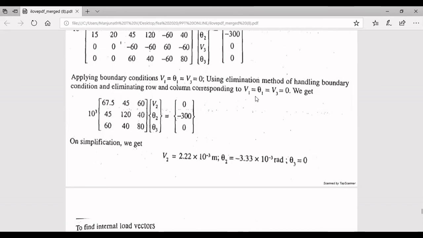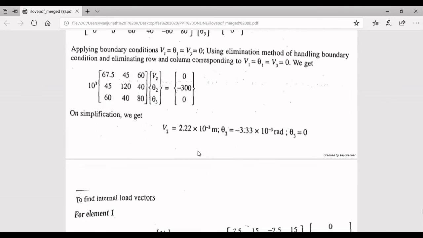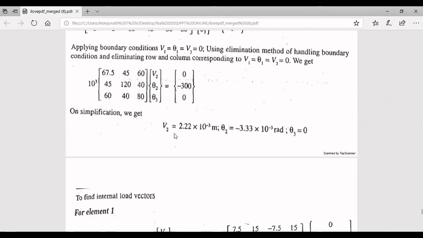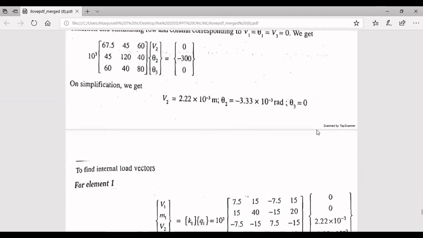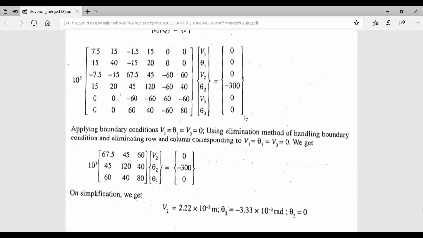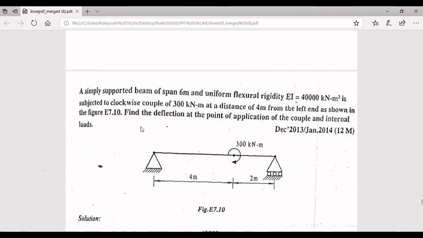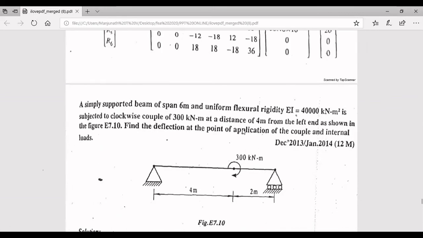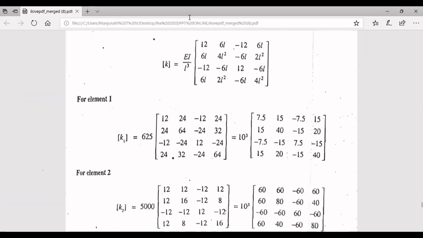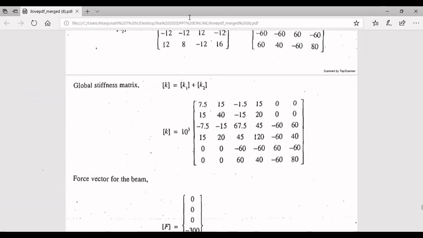Now after this, we get the v2 and theta 2 values. v2 is 2.22 into 10 to the power of minus 3. Theta 2 is minus 3.33 into 10 to the power of minus 3. The third value we got is 0. Then for this particular case, they are asking to find the deflection at the point of application of the couple and also the internal loads. So we have to calculate the internal loads.